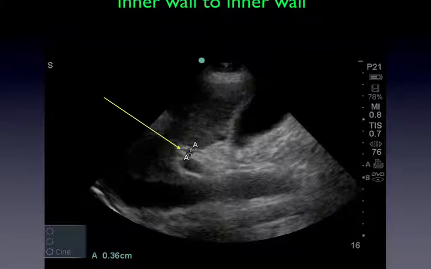Over here again, this illustrates at the tip of the arrow the space between the two A's with the cursors is the CBD, and we measure the interior wall. In this case, you can look on the lower left-hand side of the screen, and it measures 0.36 centimeters, so significantly less than the 0.6 centimeters. So this is normal. And the gallbladder is in the upper right-hand corner, the anechoic structure.